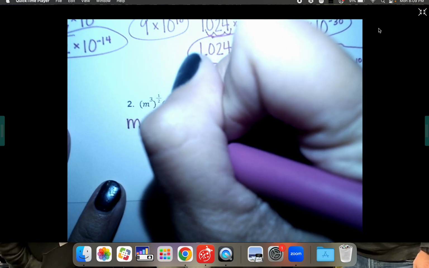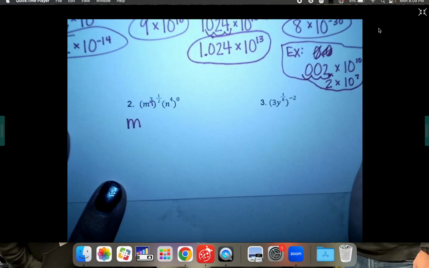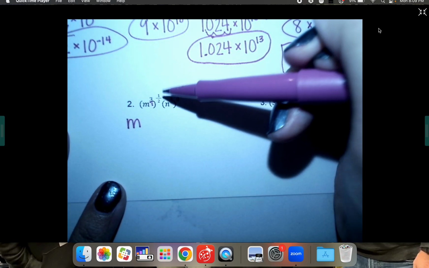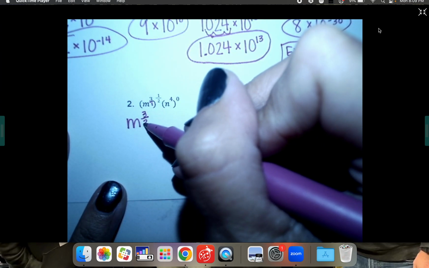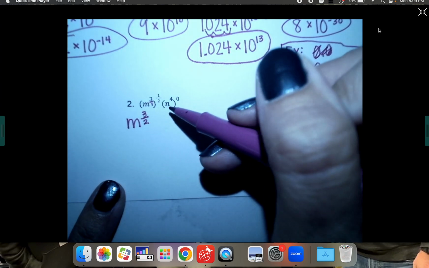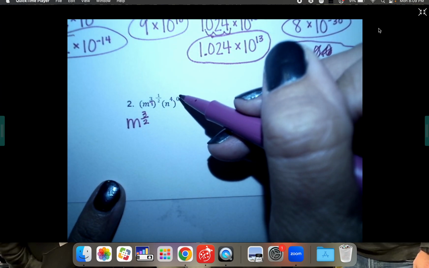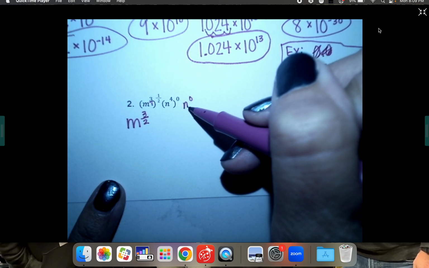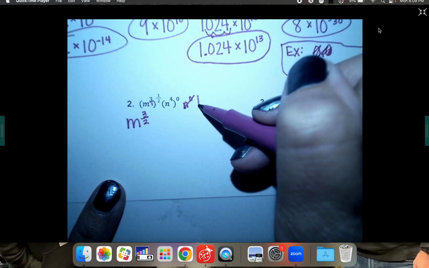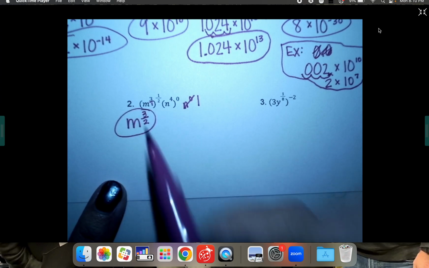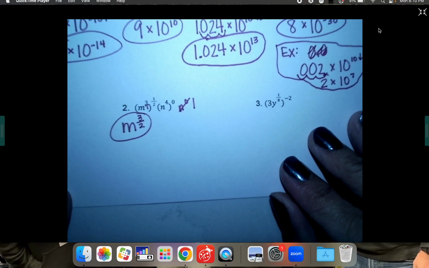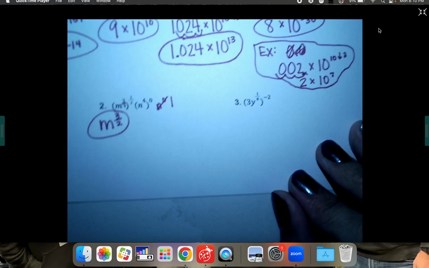So it's m to the, remember that's like a 3 over 1. So 3 times 1 is 3 on the numerator. 1 times 2 is 2 on the denominator. 4 times 0 is just 0. N to the 0 power, anything to the 0 power is just 1. So this whole thing times 1 means it's just this whole thing. So that one is actually pretty quick, pretty easy.